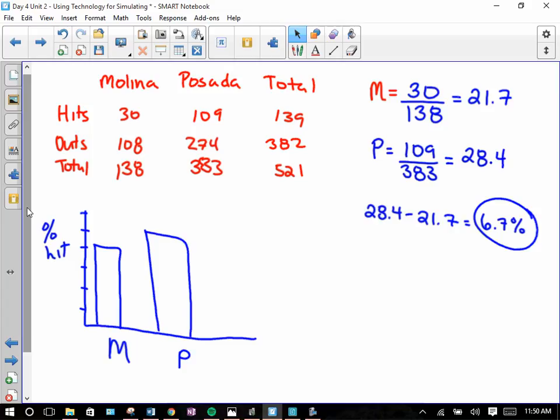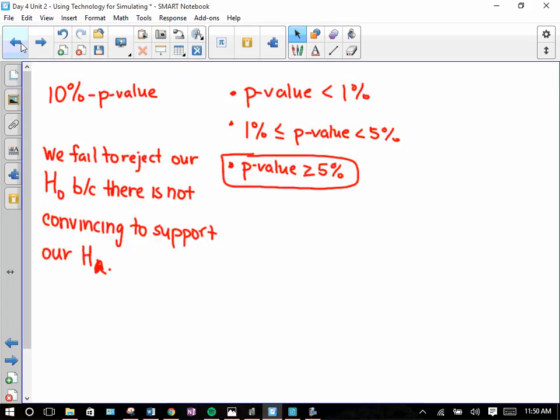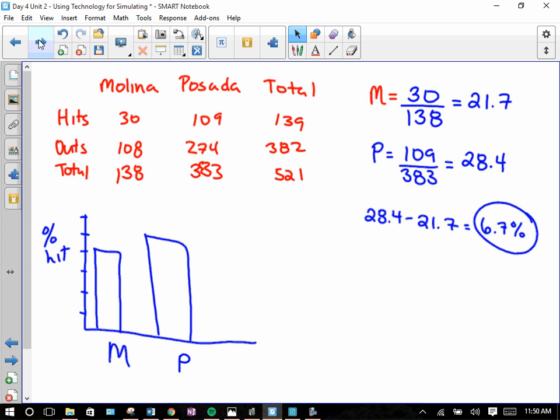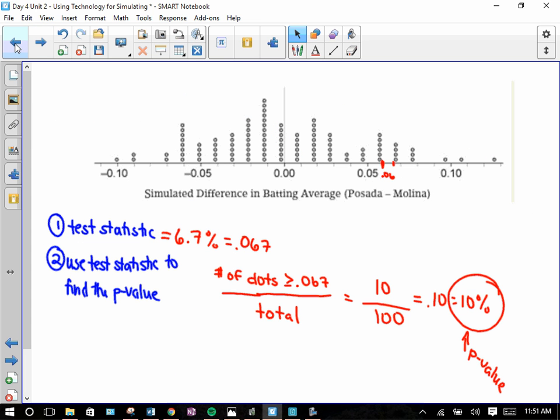So after we find the test statistic, we're going to go to our dot plot. We're going to locate our test statistic on the dot plot. We said 6.7% is equal to 0.067. The reason we did that is because we saw that these are percents.